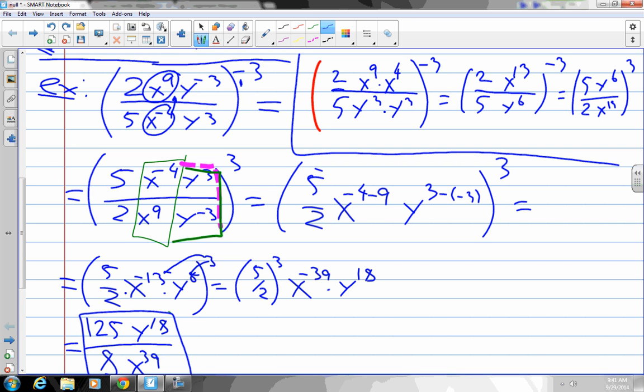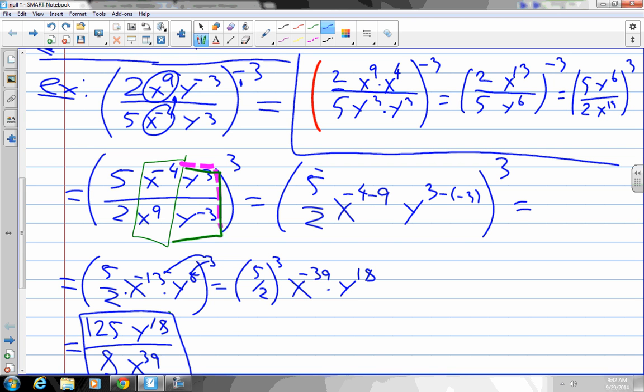Maybe this is even quicker. Right? I mean, you have 5 cubed is 125. Power 6 cubed is power 18. 2 cubed is 8. 13 times 3 is 39. So you still get the same answer. So again, there are ways you can do that. Just keep in mind, a negative exponent just changes the level where the number lives. Okay?